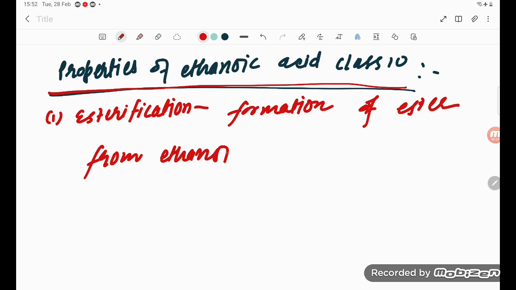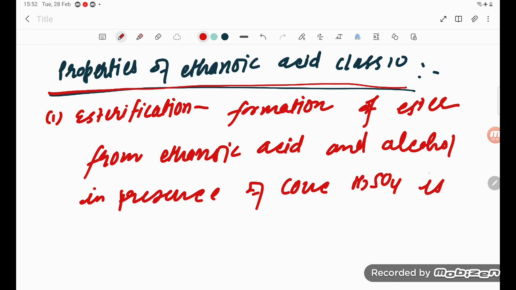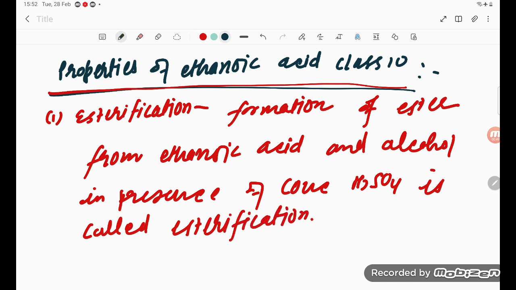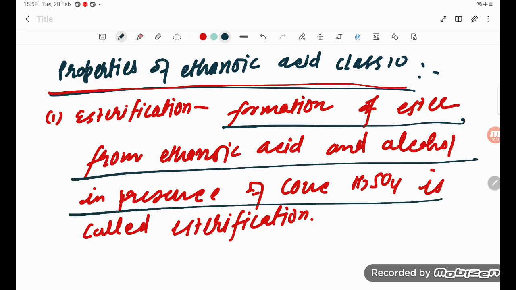and alcohol, right, student? Ethanoic acid and alcohol in the presence of concentrated H2SO4. This is called esterification. So keep in mind, student, esterification reaction means the formation of ester from ethanoic acid and alcohol in the presence of concentrated H2SO4.